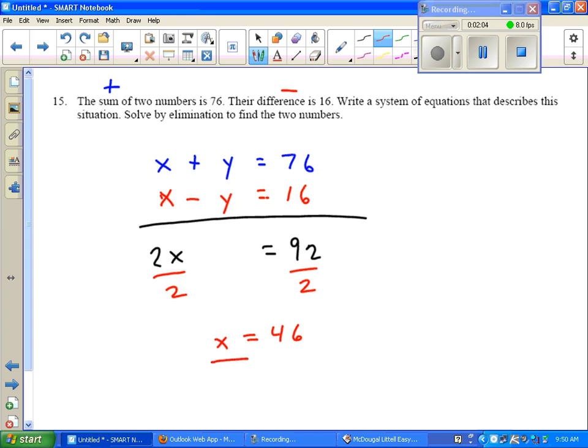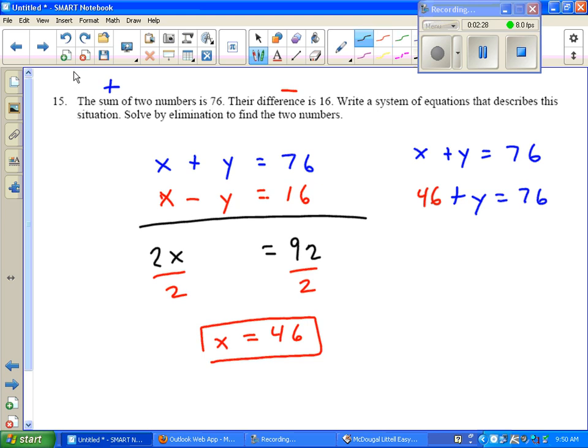So x equals 46. In order for you to find out what y is, take one of your equations and plug in the value of x. So if we take the first equation as we have it written, x plus y equals 76, plug in the new value of x. We have 46 as it, so 46 plus y equals 76. Subtract 46 to get rid of it, minus 46. Do the same thing on this side, and y equals 30.